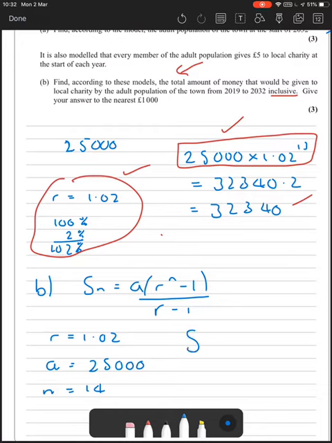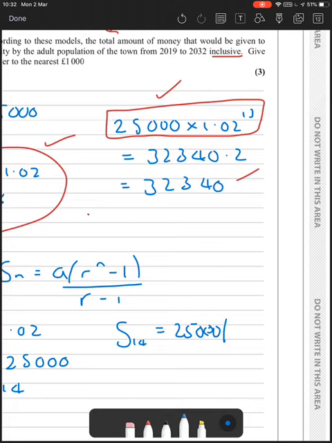I want the sum to 14 terms is equal to 25,000 multiplied by R, 1.02 to the power 14, subtract 1, all divided by 1.02 minus 1, which we can see that it's going to keep that positive for us.